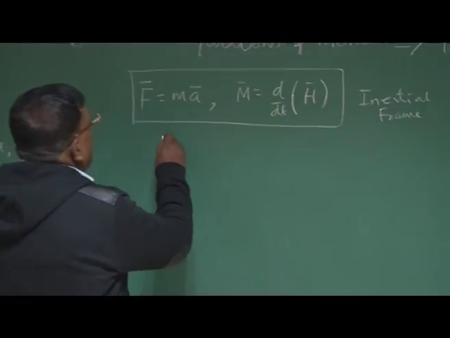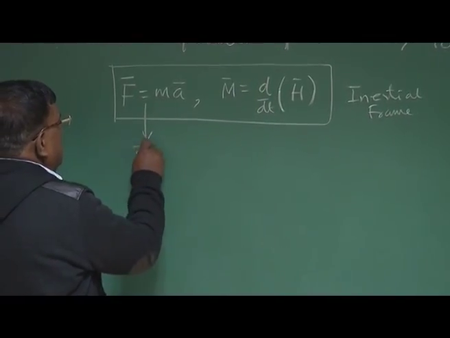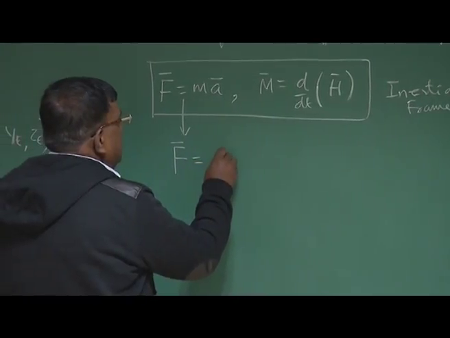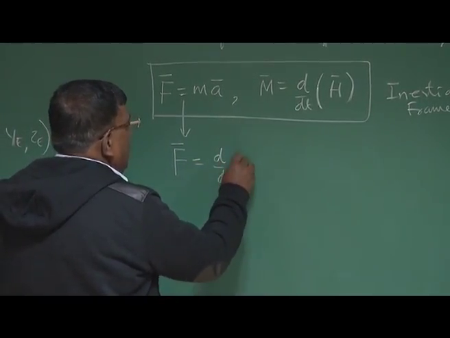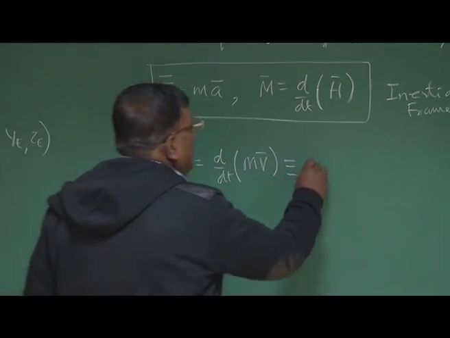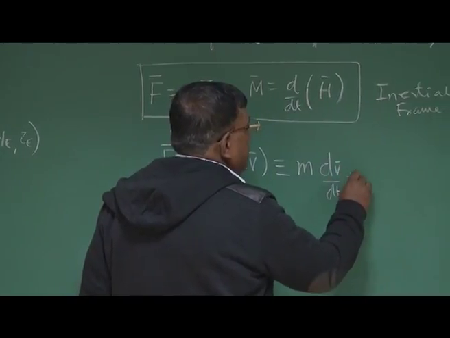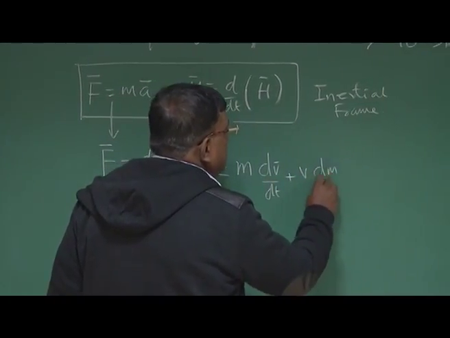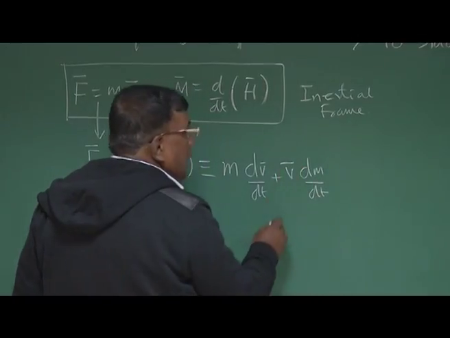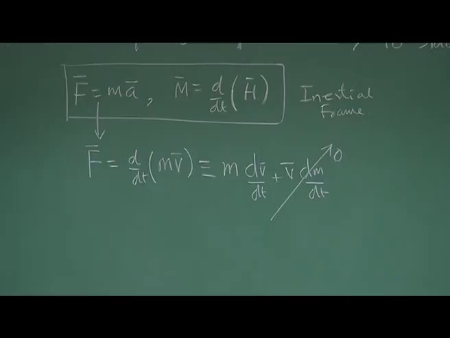So what I can do with this equation is write it as d by dt of m into v, which is equal to m dv by dt plus v dm by dt. And we are assuming that dm by dt is 0, the mass is constant. Why is this okay for us?